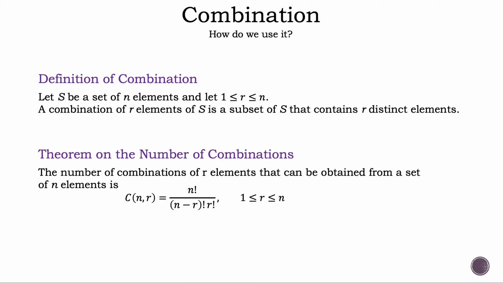Next we have the theorem on the number of combinations. The number of combinations of r elements that can be obtained from a set of n elements is n choose r, which is equal to n factorial all over the quantity of n minus r factorial times r factorial, where we have 1 less than or equal to r less than or equal to n.